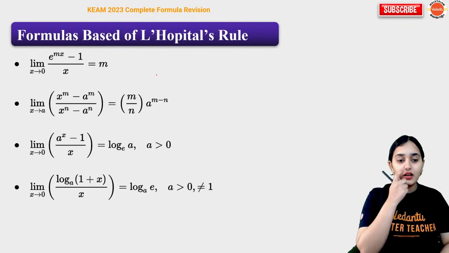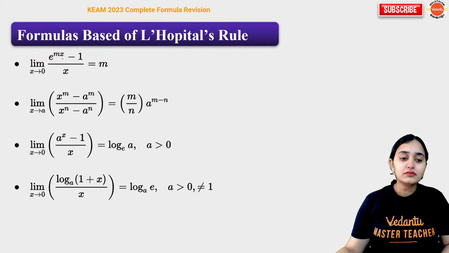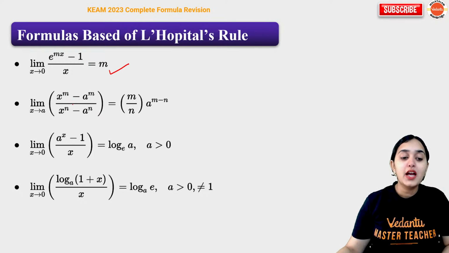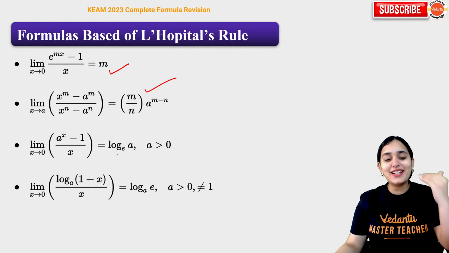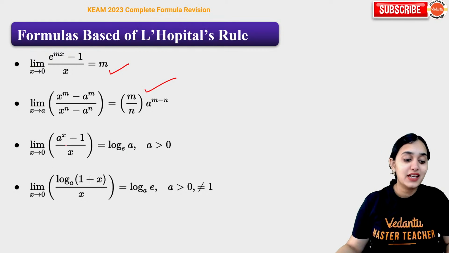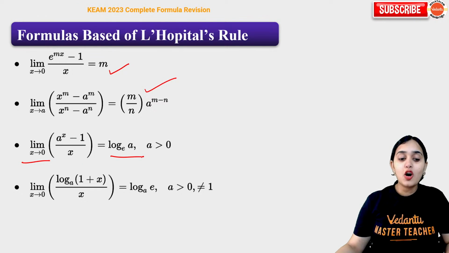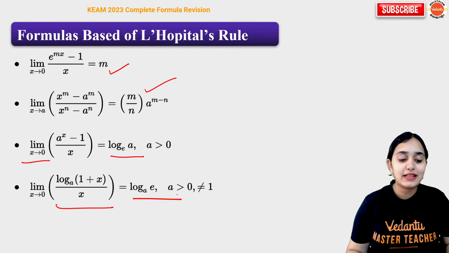Now some standard formulas which we revised that day for limits. (e^(mx) minus 1) upon x is m. (x^m minus a^m) upon (x^n minus a^n) is m by n into a^(m minus n). Oh my god, it became like a riddle to pronounce. (a^x minus 1) upon x, where x is tending to 0, will be log base e of a, and log(1 plus x) upon x will be log base a of e.